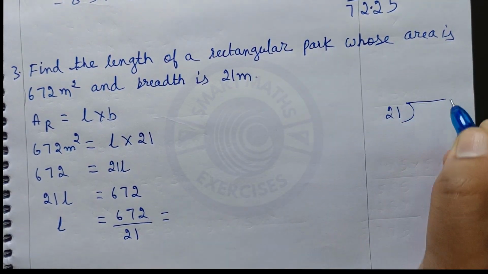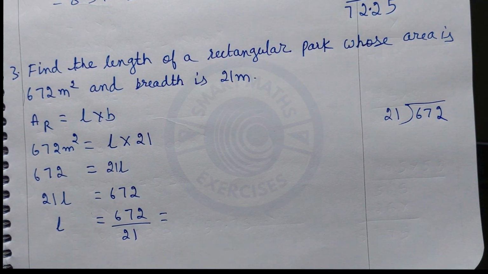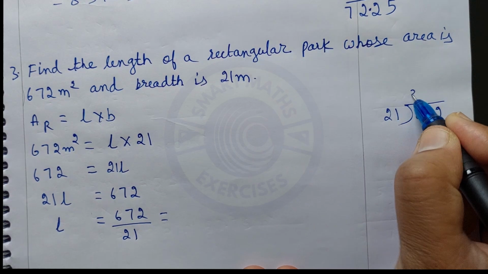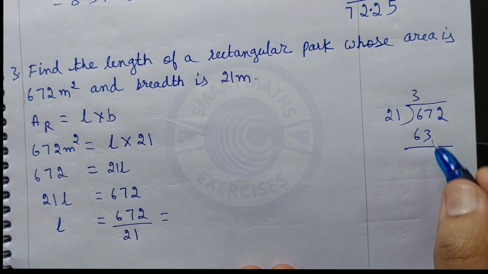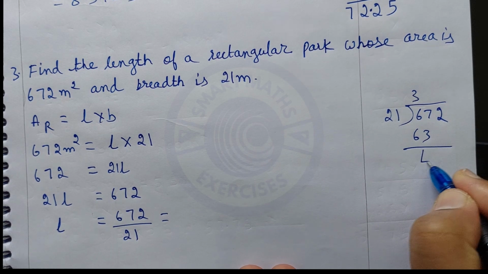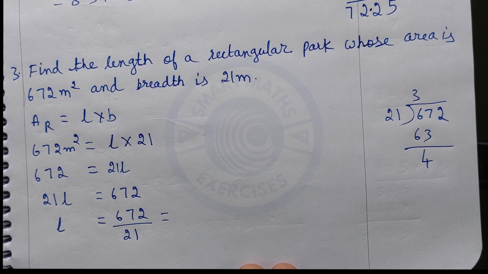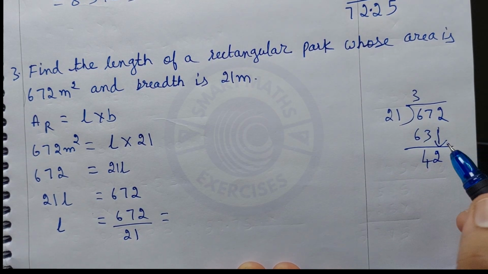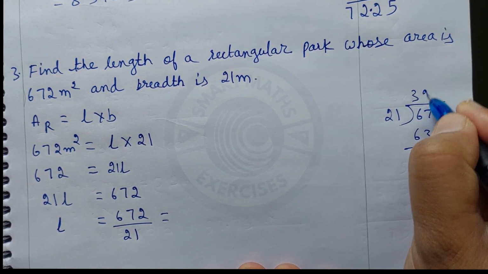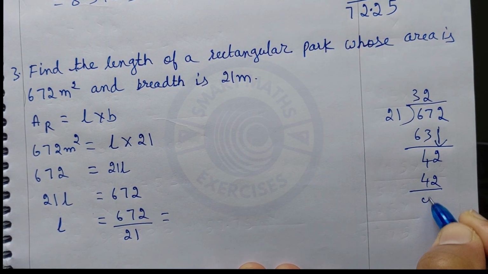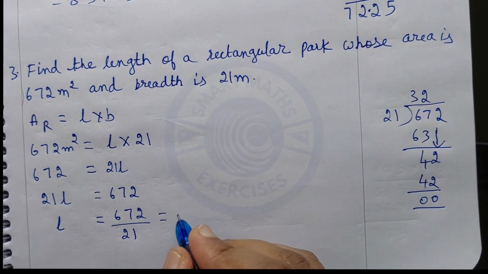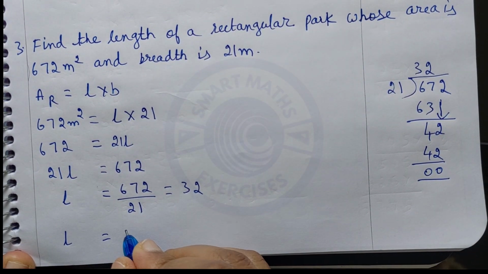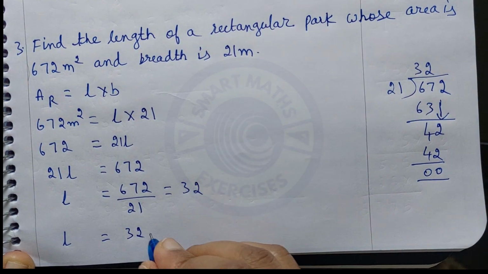21 outside, 672 inside. 21 3s are 63. 67 minus 63 is 4. Bring down 2. 21 2s are 42. 42 minus 42 is 0. So answer is 32. So length is 32 m.